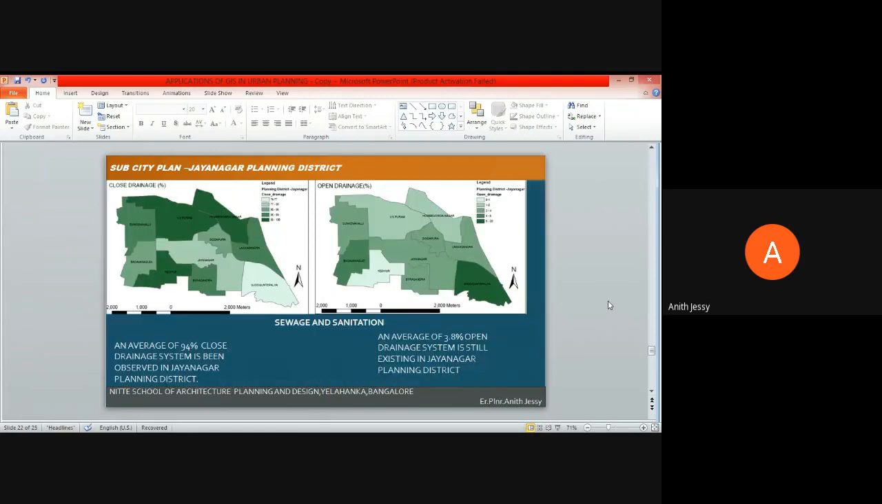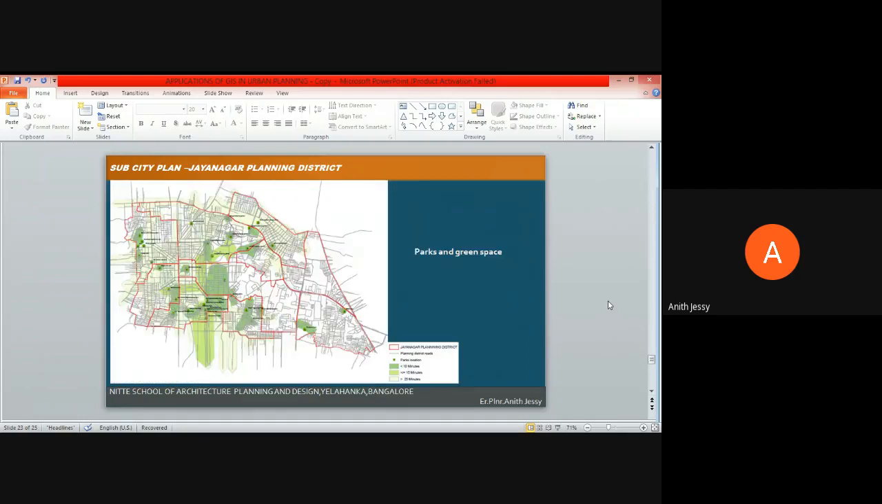And then we also gave thought to this available study of sewerage and the drainage system. It was good to see that almost 94% of them had a closed drainage system, and they weren't facing any kind of damage because of the drainage system. But only 3.8% was considered to be an open drainage system. And yes, we had taken that into consideration and prepared a report to address the issue as well.